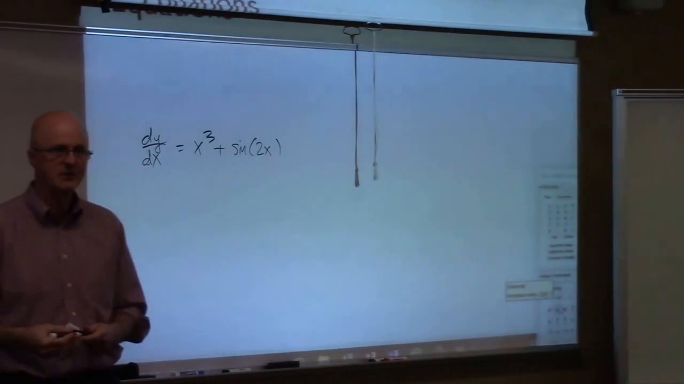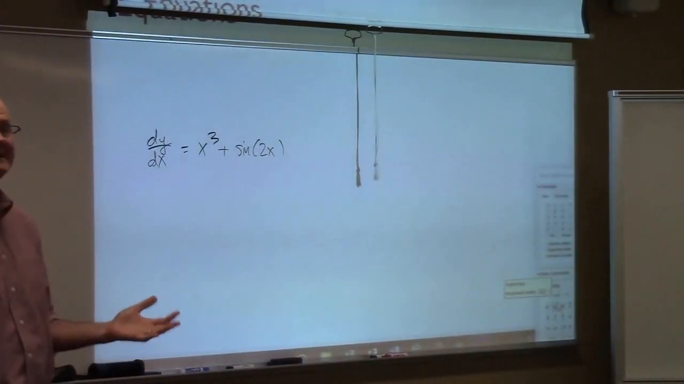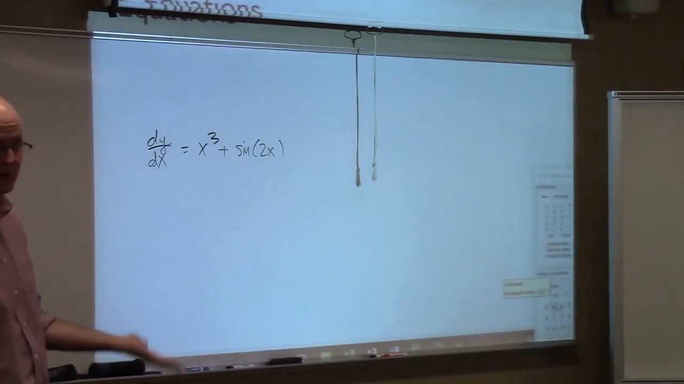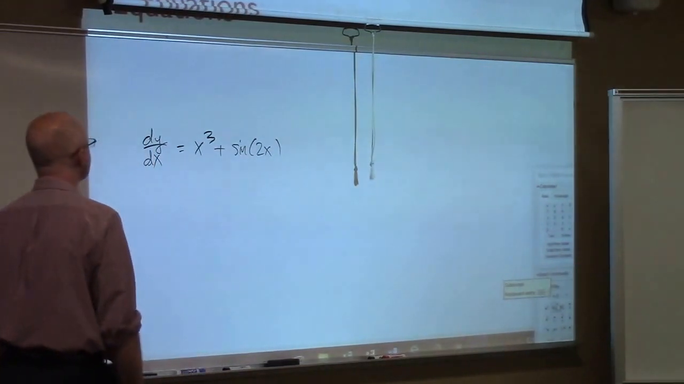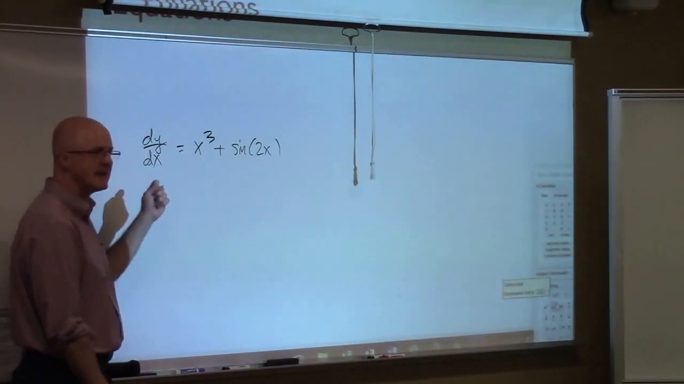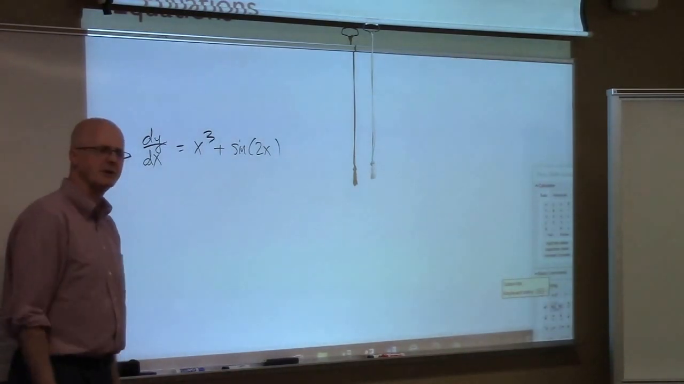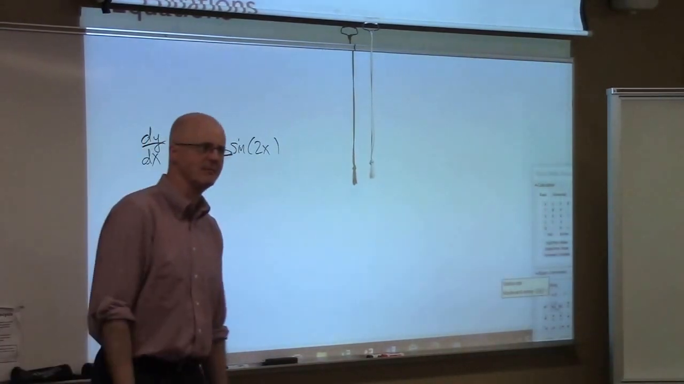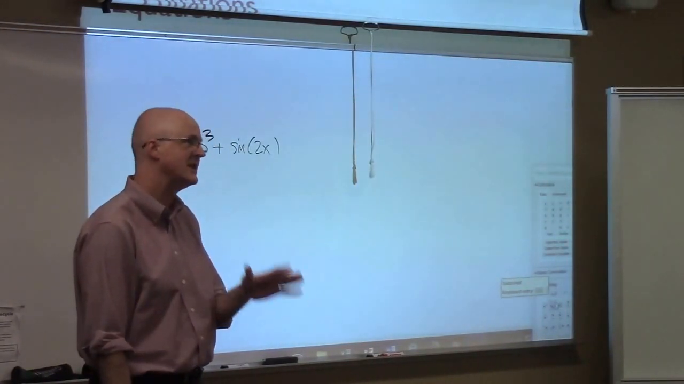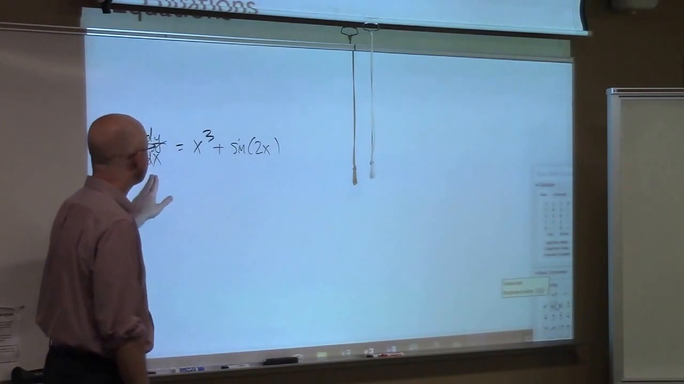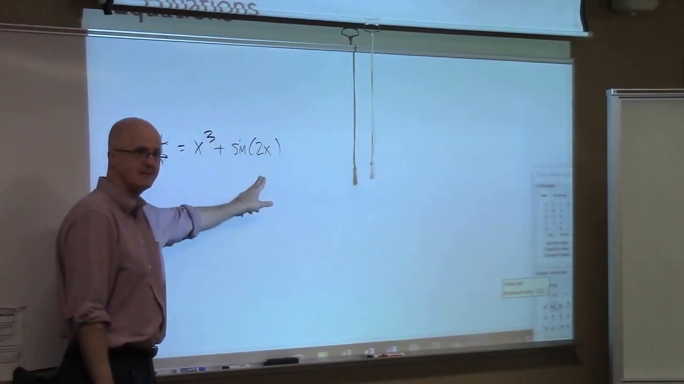Well, why is it a differential equation? First of all, it's an equation. You see an equal sign in there. Why is it a differential equation? Because it's got a derivative. You define derivatives, thus the name differential equation. What do you do with a differential equation? You want to solve them, if you can. You want to find a function, not a number, but a function that satisfies the equation. Find a function whose derivative, in this case, is x cubed plus sine of 2x.